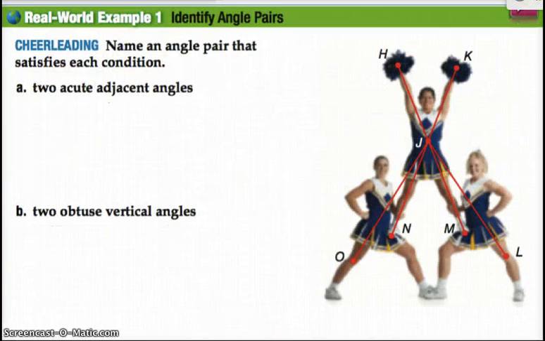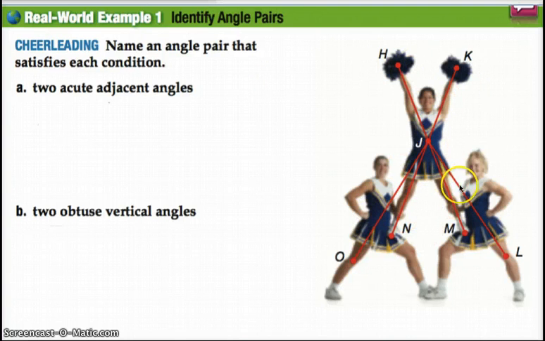Okay, so here we have what they're calling in the textbook a real world example, because they used a model of real people and put a drawing on top. Okay, so name an angle pair that satisfies each condition. So let's take a look. Two acute adjacent angles. Well, we've got two terms that we need to remember there. One term is acute and the other is adjacent. So if you remember from the last section, acute angles are angles that are less than 90 degrees.